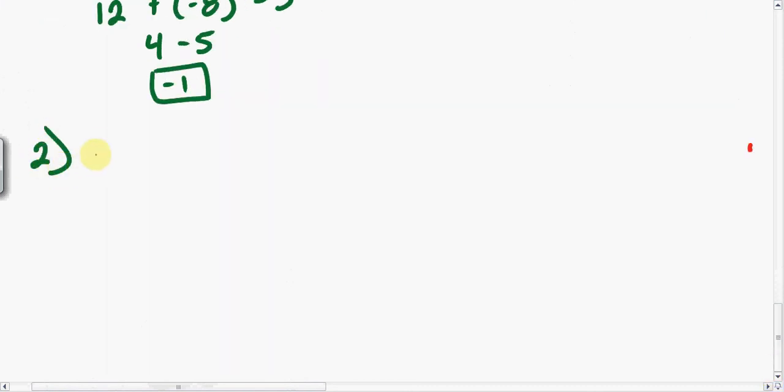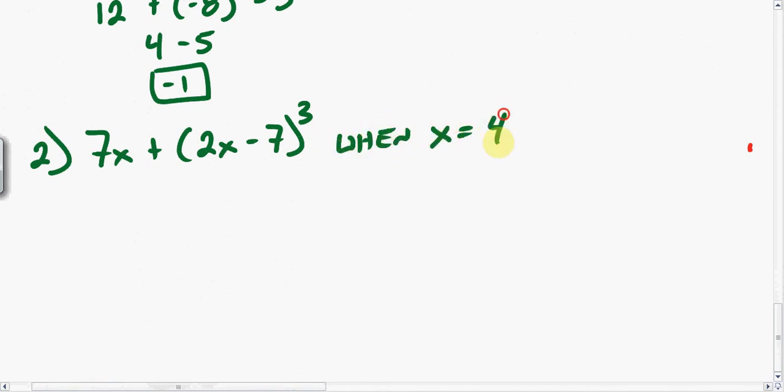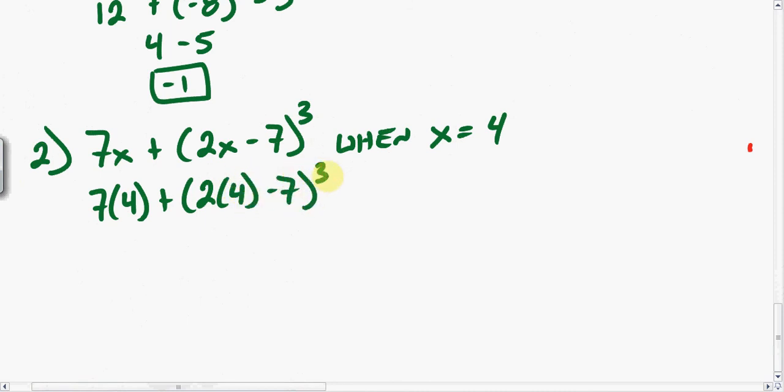We've got number 2, which is 7x plus (2x minus 7) cubed when x equals 4. So the first step is going to be to take that value of x, which is 4, and plug that in for x. So I'm going to rewrite this by substituting 4 for x in each case. And then we're going to look at our PEMDAS, our order of operations. You can see, okay, we've got parentheses here. There's nothing to do. We also have parentheses here so that we have some evaluation here. So I've got some multiplication and subtraction, so the multiplication should come first.